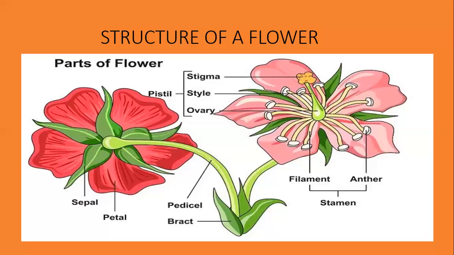A typical flower consists of 4 whorls: calyx consisting of sepals, corolla consisting of petals, androecium consisting of stamens, and gynoecium consisting of pistil. All the 4 whorls are arranged on a flattened tip called thalamus. The thalamus is attached to the main stem by means of a stalk called pedicel.